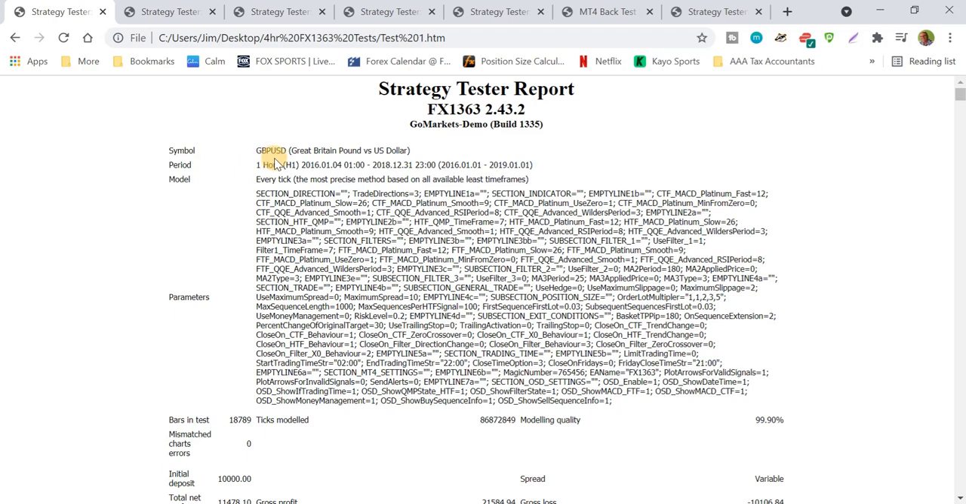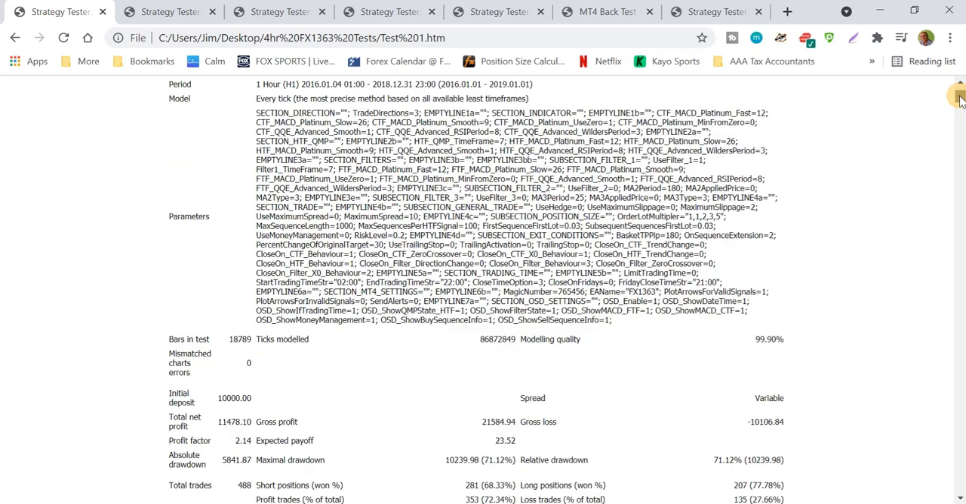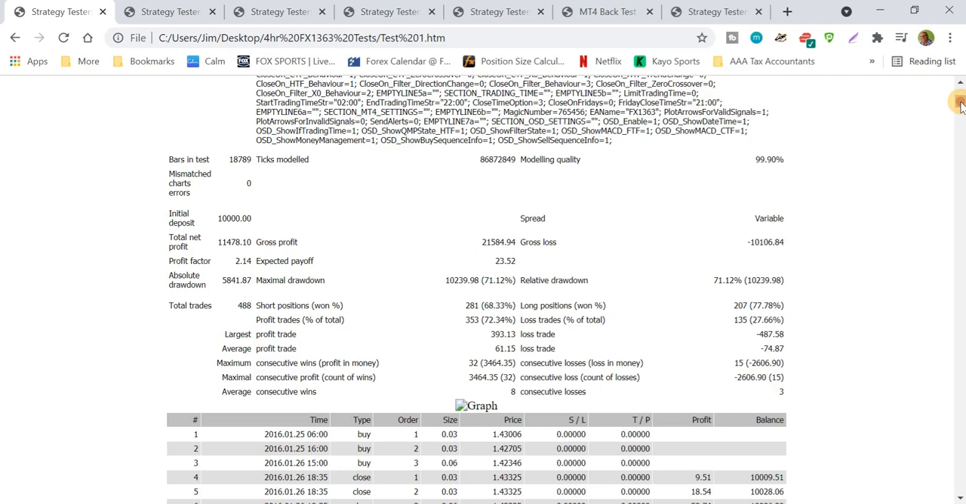So first up was the pound USD. This is exactly the same settings as I just showed you on the Euro Swiss. Nothing's changed. Exact same tests, same time period, exact same settings, same EA. So you'll notice on the pound, we still made a good profit. Except the big thing I've got to point out is the drawdown, 71.12%. Huge drawdown, nearly 72%.